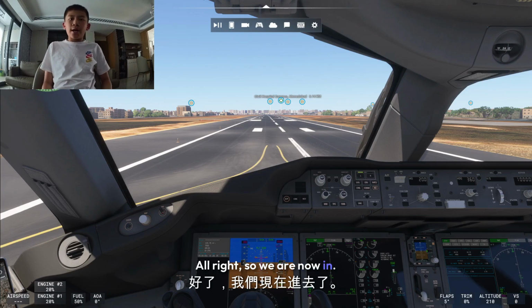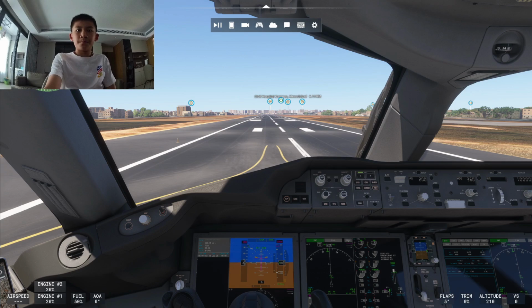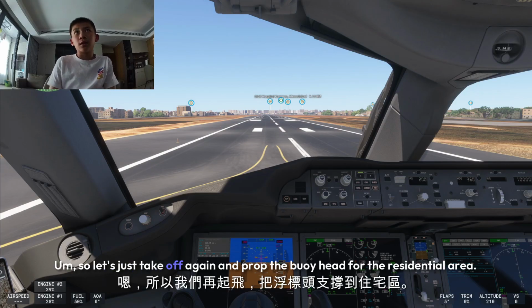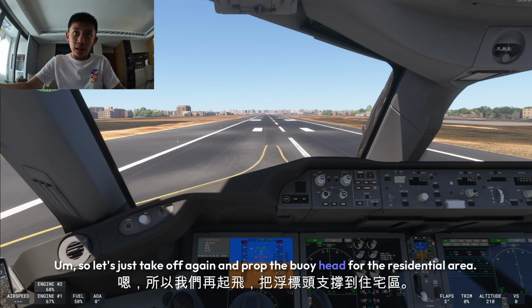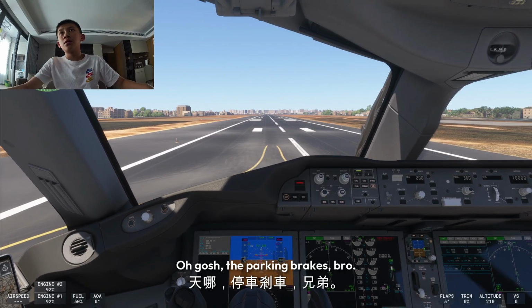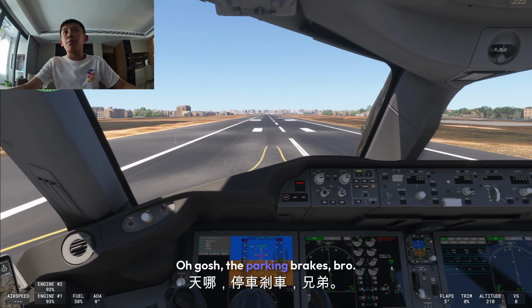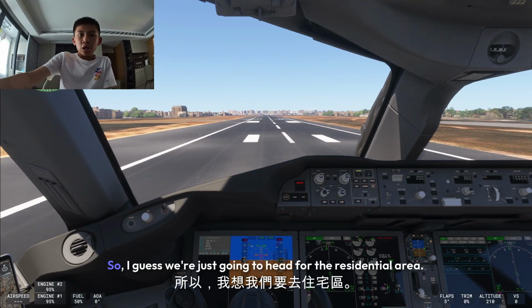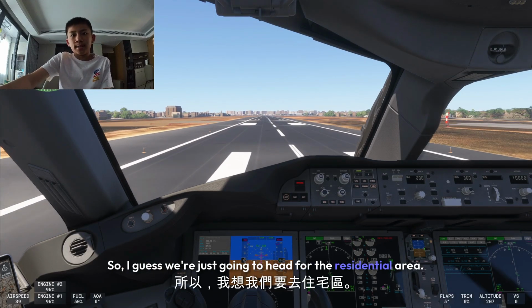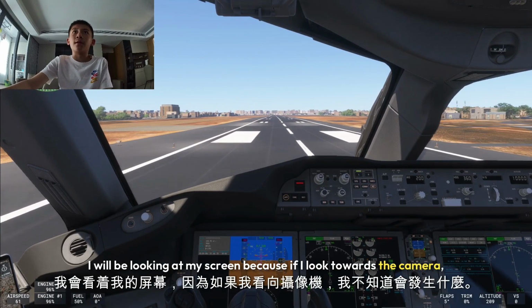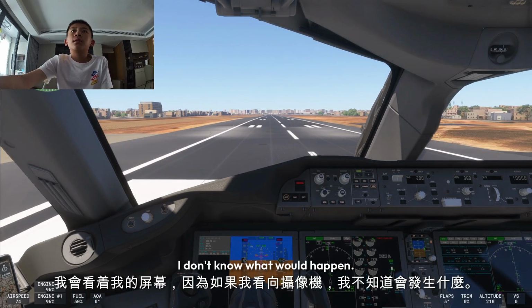Alright, so we are now in. Let me fix you. You should be good. So let's just take off again and probably head for the residential area. Oh gosh, the parking brakes, bro. So I guess we're just going to head for the residential area. I will be looking at my screen because if I look towards the camera, I don't know what would happen.